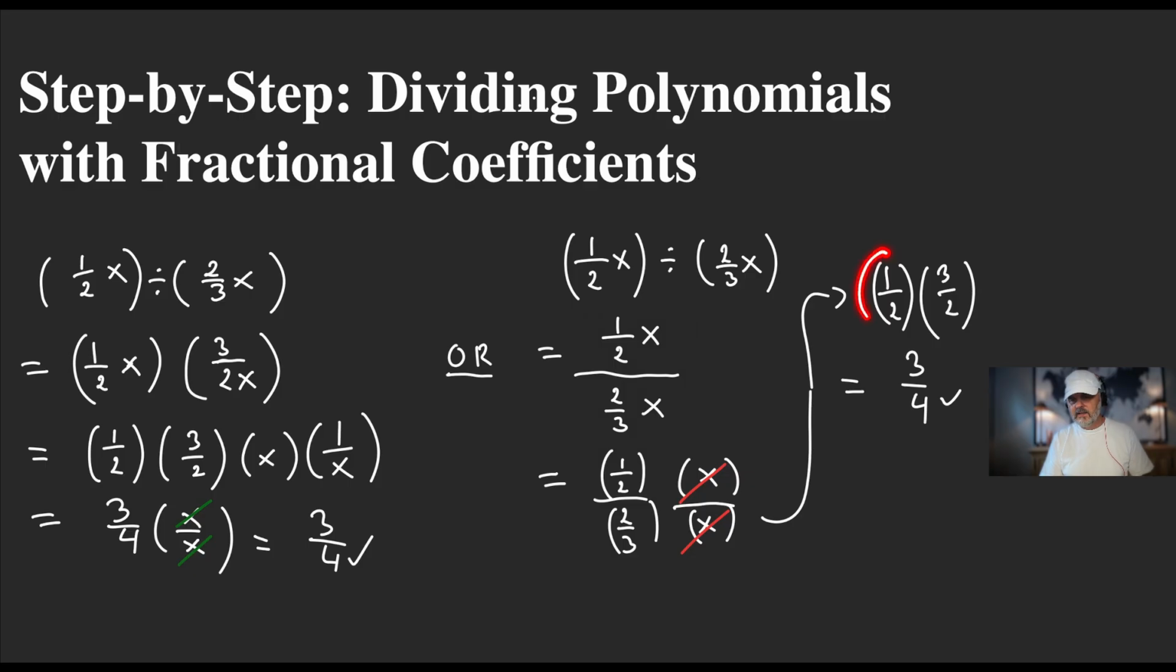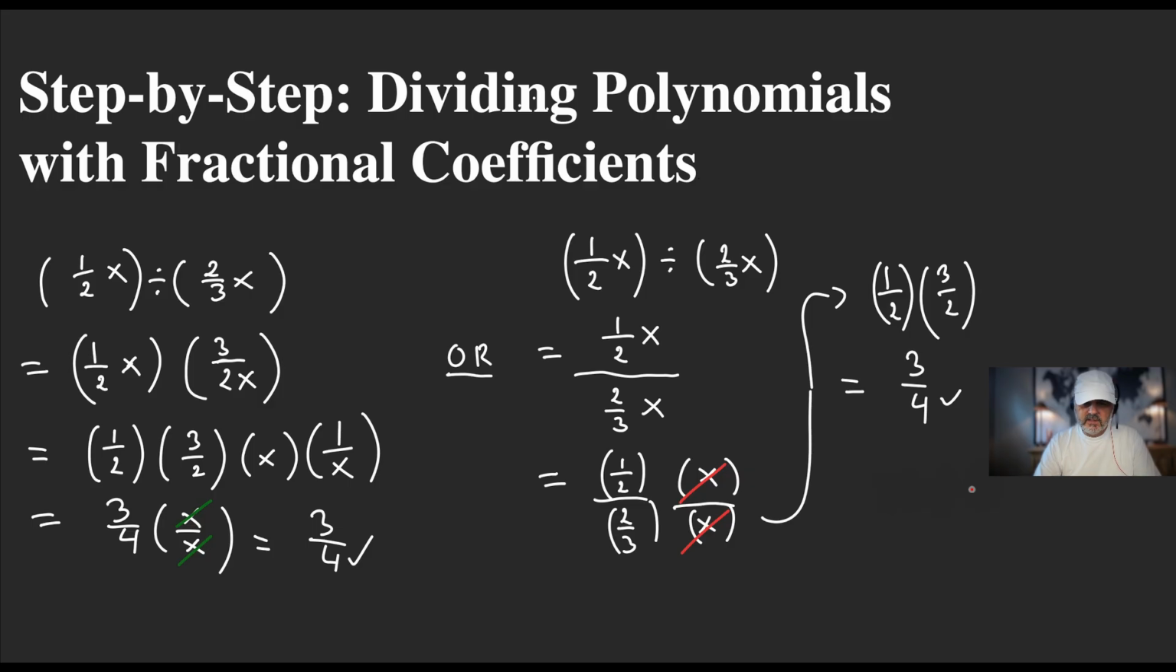So when dividing fractions, remember the rule: we multiply by the divisor's reciprocal. So 1 over 2 divided by 2 over 3 means to multiply 1 over 2 times 3 over 2. You multiply numerators, you have 3. You multiply denominators, you have 4. And x got canceled. Of course, x is not equal to 0. Remember that. That's the important restriction that I have to keep in mind.